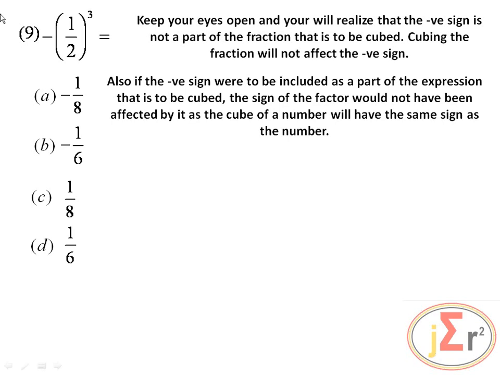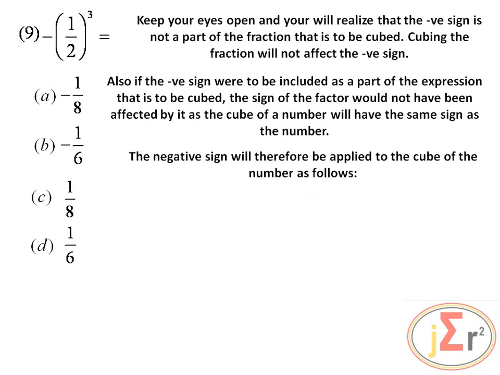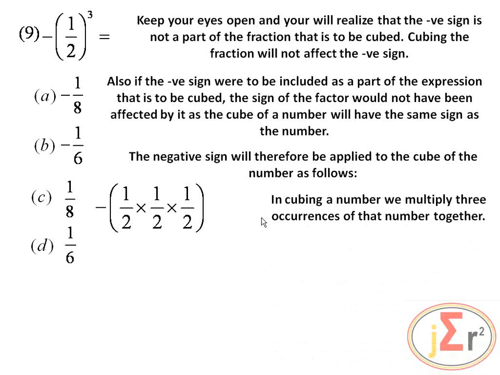So this sign right here, if it were placed inside or outside of the brackets, then the result would have been the same. The negative sign will therefore be applied to the cube of the number as follows. The negative sign is left where it was before. Then we cube the half. In cubing a number, we multiply 3 occurrences of that number together, as we are doing right there.